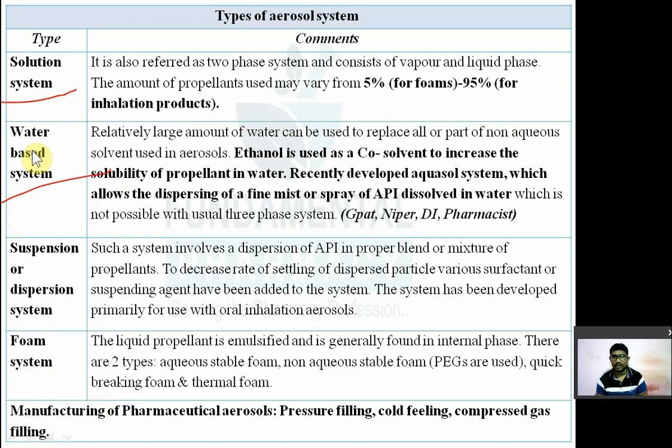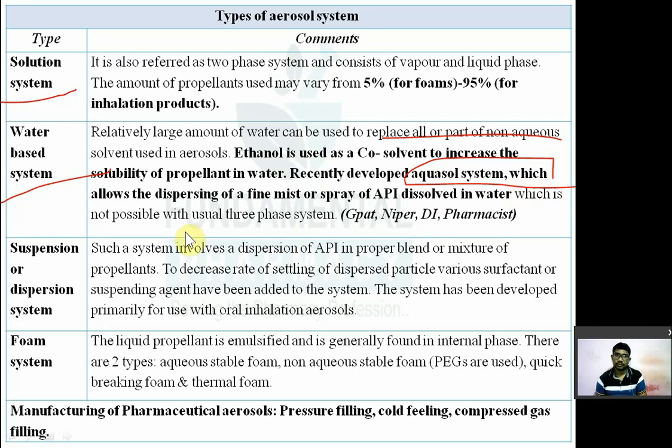Relatively large amount of water can be used to replace all or part of the non-aqueous solvent in aerosols. Now, ethanol is used as a co-solvent to increase the solubility of propellant in the water. Nowadays, recently there is one system known as an aquasol. Recently developed, a system aquasol, which allows the dispensing of mist or spray of API dissolved in the water.